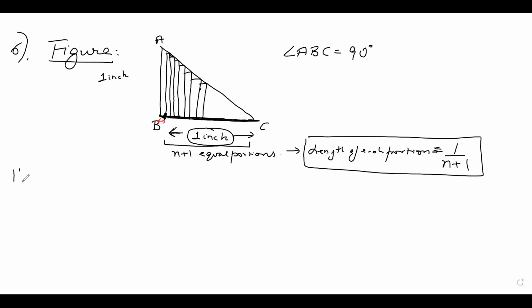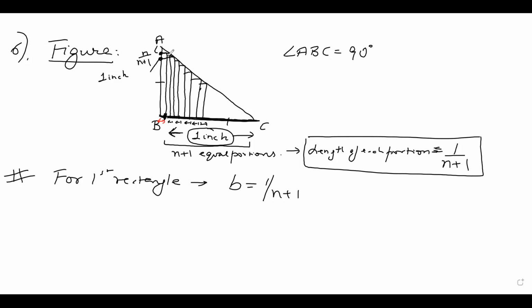Now, suppose I pick up the first rectangle. What will be the breadth? Breadth is nothing but 1 upon n plus 1, because each of these portions is 1 upon n plus 1. On the horizontal segment, you can see that the breadth of every rectangle is 1 upon n plus 1. But what is the height, guys? You can clearly see that AB and BC both are of 1 inch. If this is a right angle triangle and AB and BC are exactly equal to 1 inch, then what will this point be? This will be n upon n plus 1, because this 1 upon n plus 1 is left out of the 1 inch.